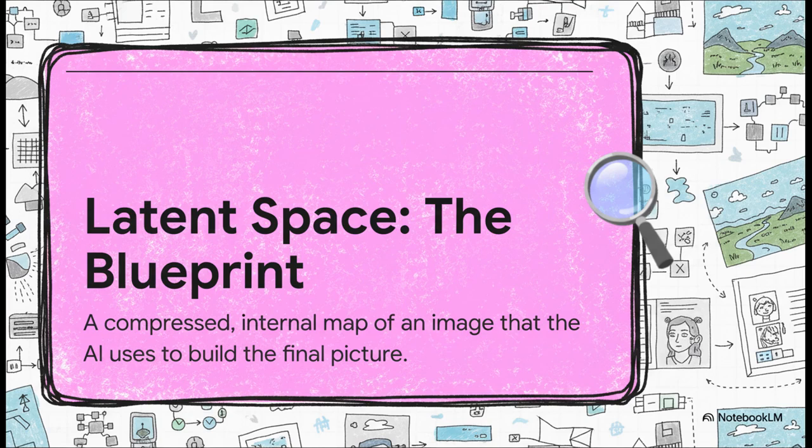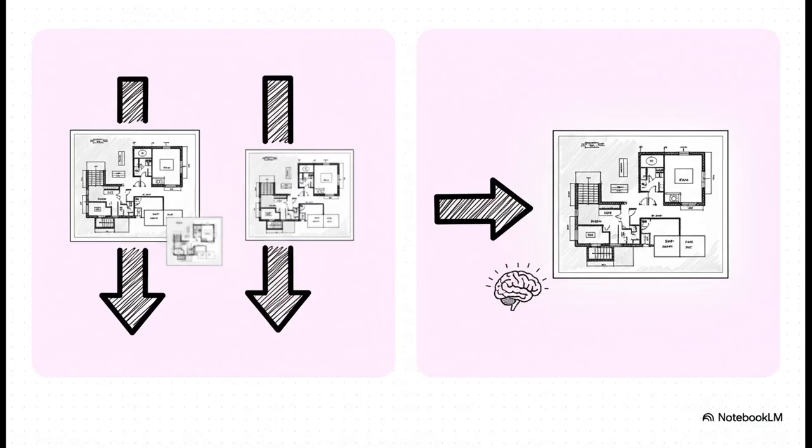You see, before an AI can generate anything, it has to create this compressed internal map of an image. In the biz, it's called the latent space, but honestly, just think of it as a blueprint. And just like in construction, the quality and the detail of that blueprint, well, it determines everything about the final picture.